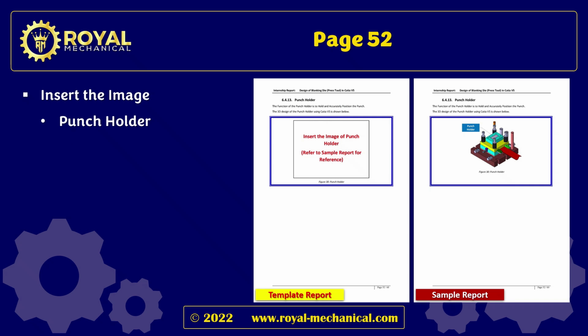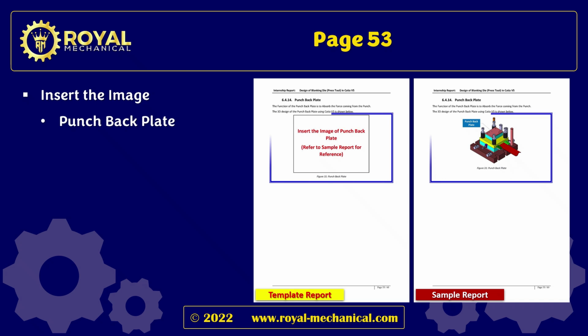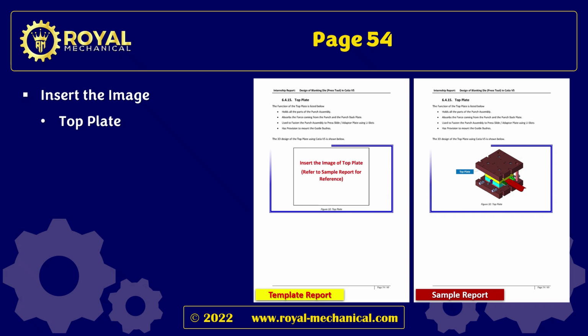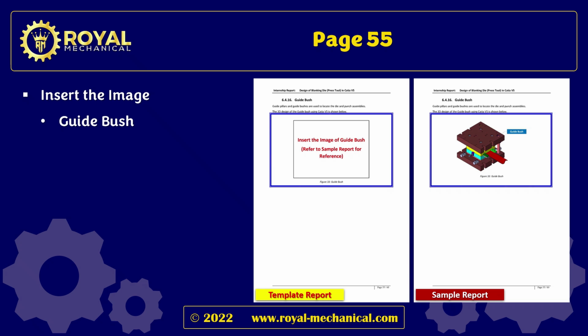On page 52, insert the image of the punch holder. On page 53, insert the image of the punch back plate. On page 54, insert the image of the top plate. On page 55, insert the image of guide bush.